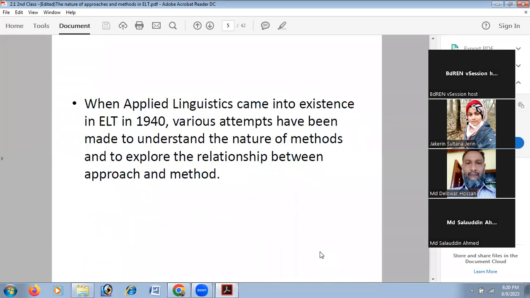So when applied linguistics came into existence in the 1940s, various attempts were made to understand the nature of methods, to explore the relationship between approach and methods. So then we had a necessity to understand what is an approach and what is a method.